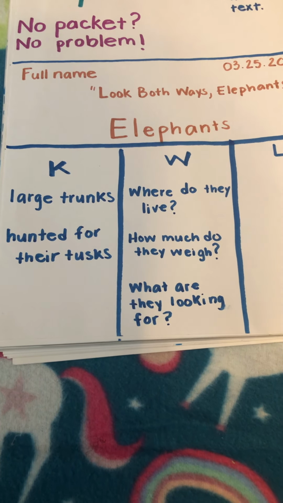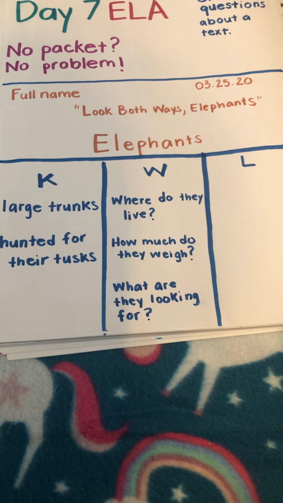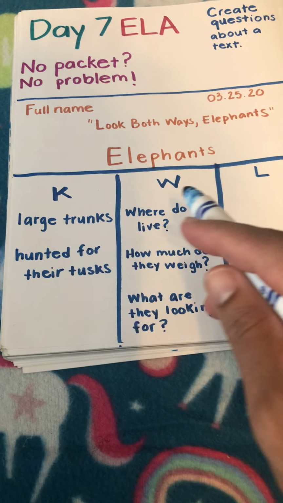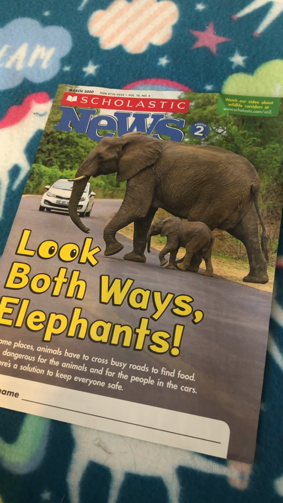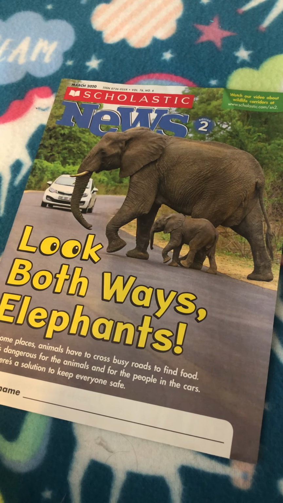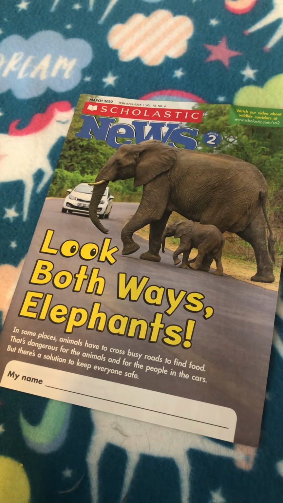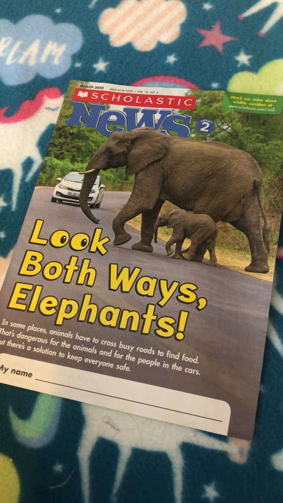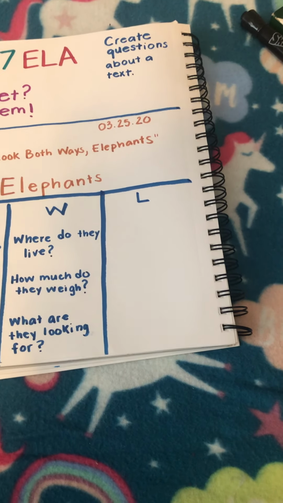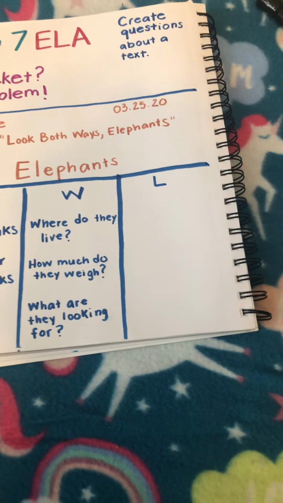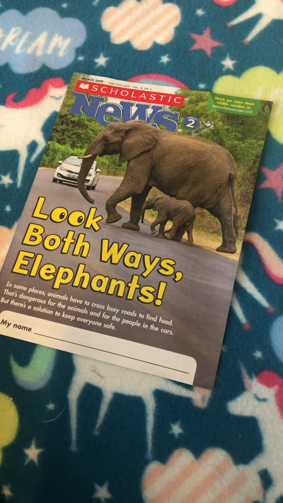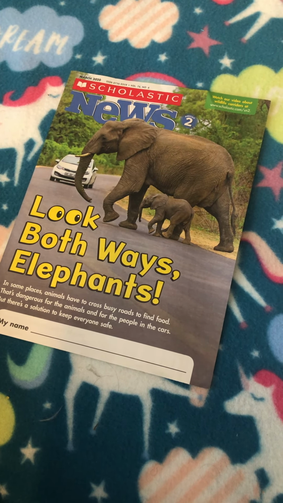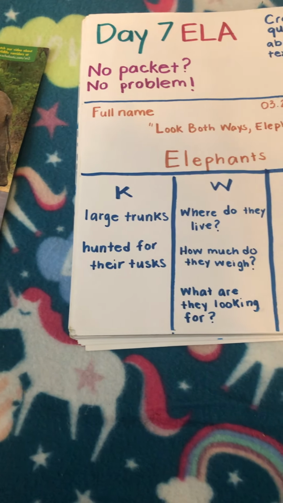Your job today is to create your own KWL chart. Jot down a few things that you know and a few things that you want to know. And then I encourage you to read the article on your own today, either on your own or with a family member. After reading the article, you can even come back and jot down a couple things that you learned in the L section. If you have any questions about the chart or about the article, feel free to hit me up on Dojo. Feel free to hit me on Google Classroom.